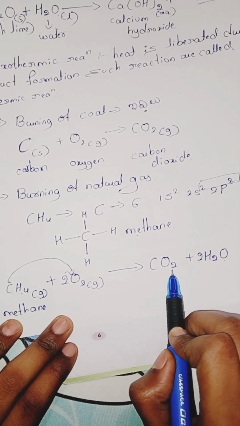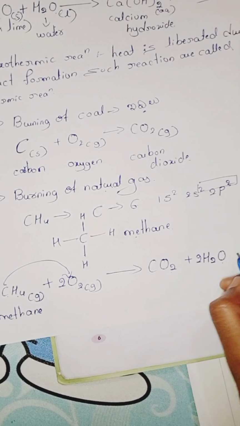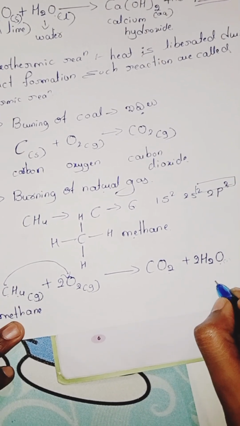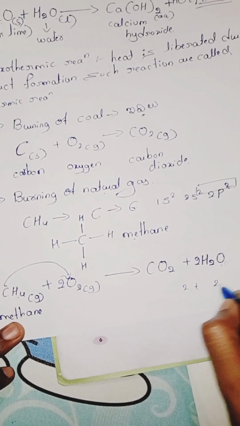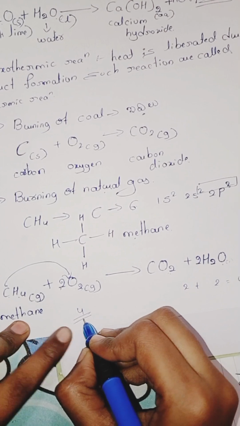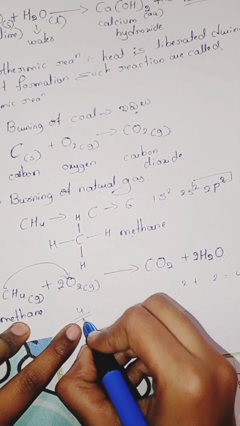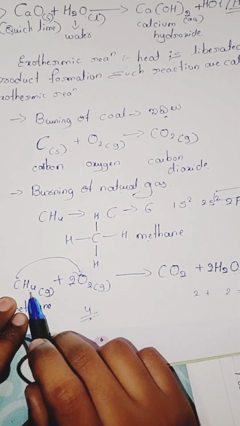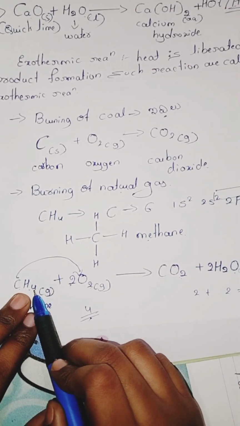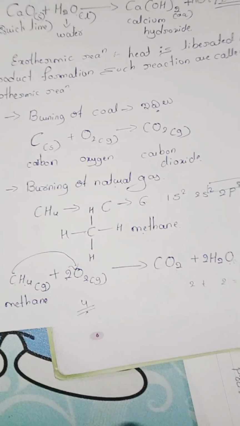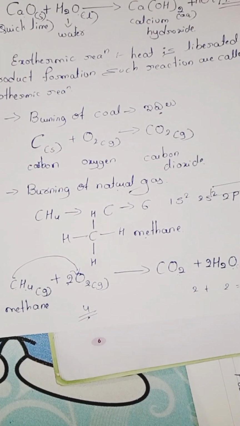See, 2 molecules of oxygen here, 2 ones are 2, and here 2. 2 plus 2 is equal to 4, 2 twos are 4. So here we balance the oxygen as 4 and 4. And see here, carbon we have 1 molecule in the reactant, and the product also has 1 molecule, and hydrogen we have 4 molecules in the reactant, and in the product side also 4 molecules. So I think this burning of natural gas is clear for you.